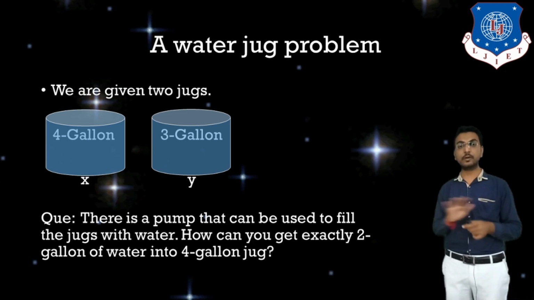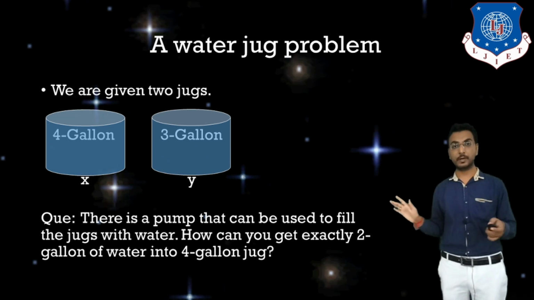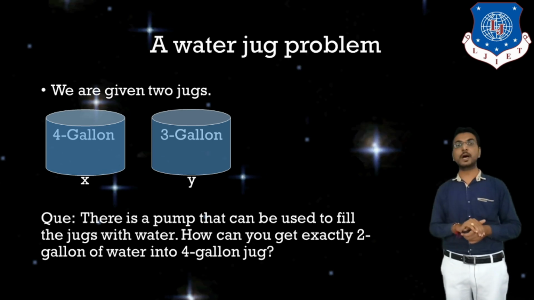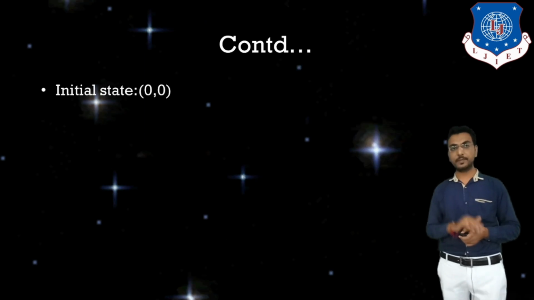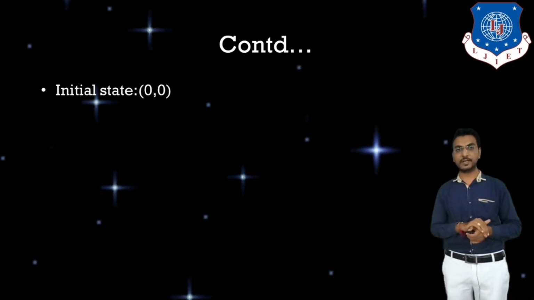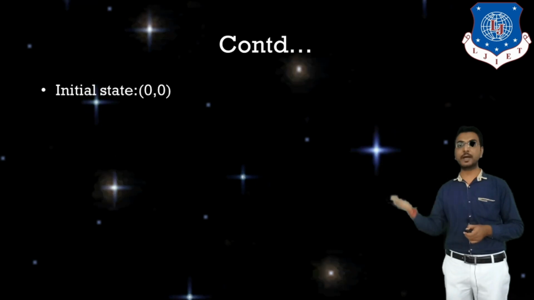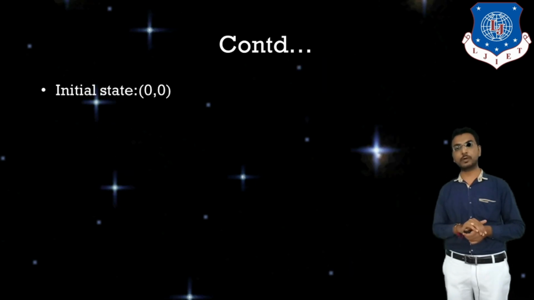Okay, we are not having any measurement equipment. So let us study how we will be able to solve this problem. See, let's say first of all our initial state is 0 comma 0, because X and Y, both the jugs are having the water 0 and 0, that means 0 gallon and 0 gallon.